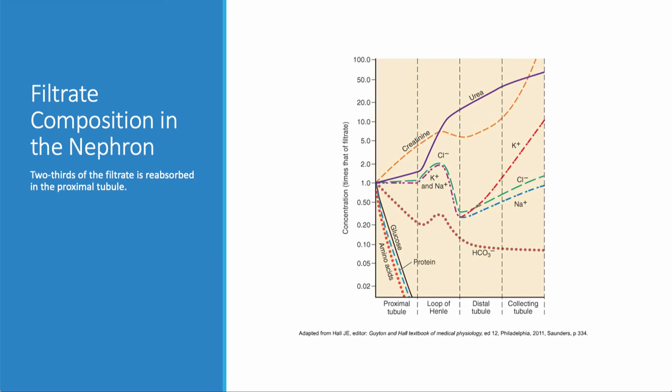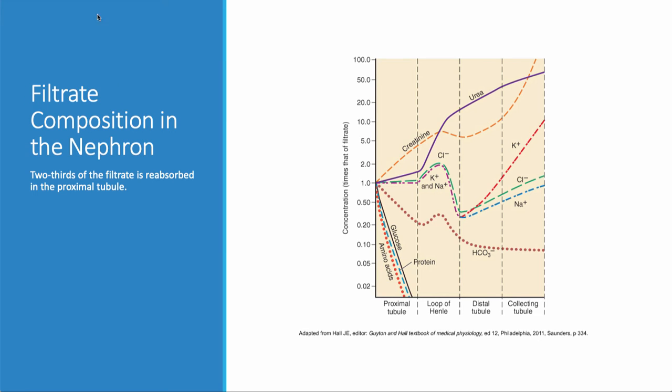Now I want to get back to talking about the urine and the filtrate and all that. I don't expect you to memorize this, but I want you to appreciate all the stuff that's going on in the kidney during the production of urine. So first of all, you should know that about 2/3 of that filtrate, which is mostly just raw plasma, ends up getting reabsorbed back again in the proximal tubule.